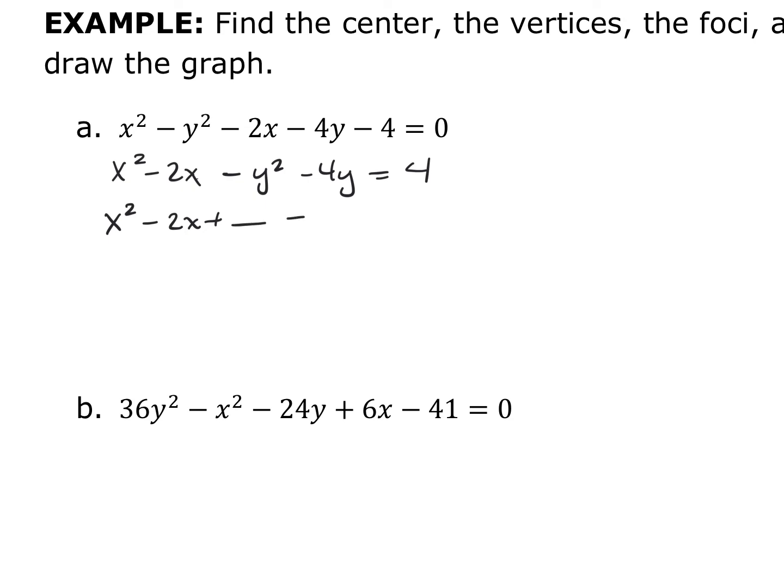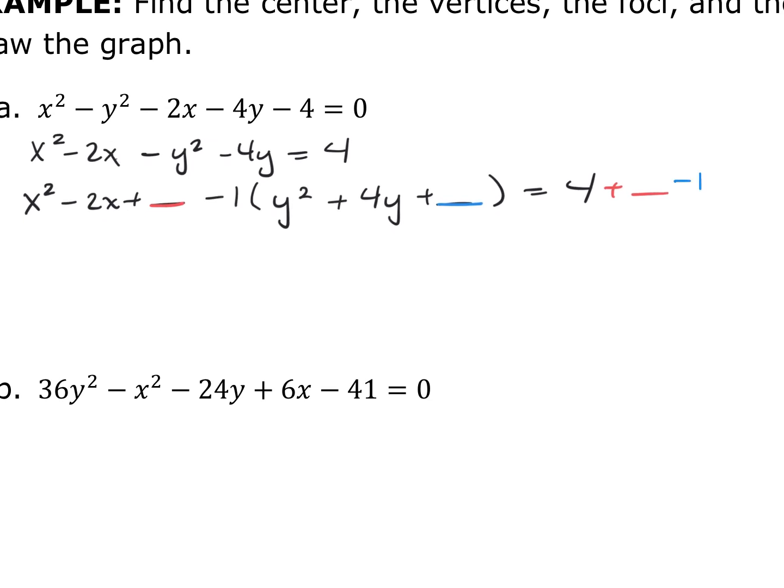Now, if you remember from my video on ellipses, if the coefficient on the y squared or the x squared is not 1, I better factor that out. So I'm going to factor out a negative 1, so it leaves me positive y squared, but that changes the sign to a positive 4y plus something. That equals 4. Now I'm going to do this blank in red, and I'm going to do this in blue. So I'm going to do negative 1, because that's the coefficient, times that blank.